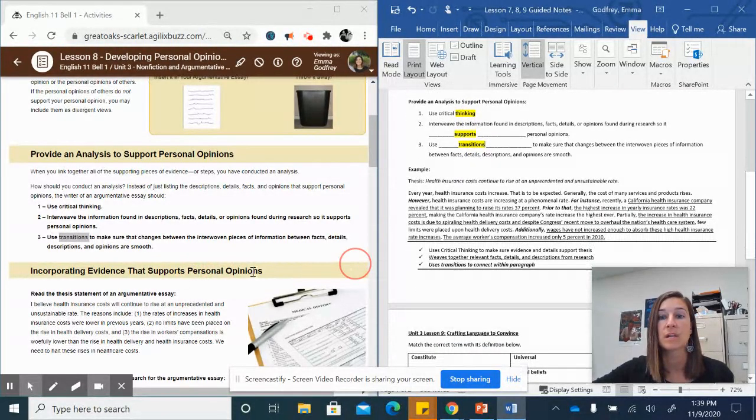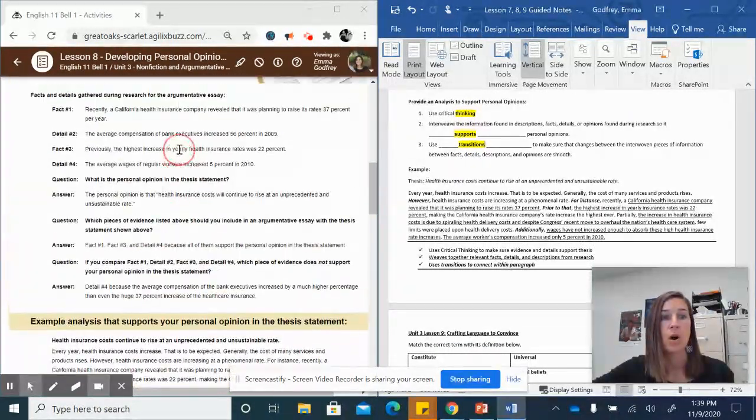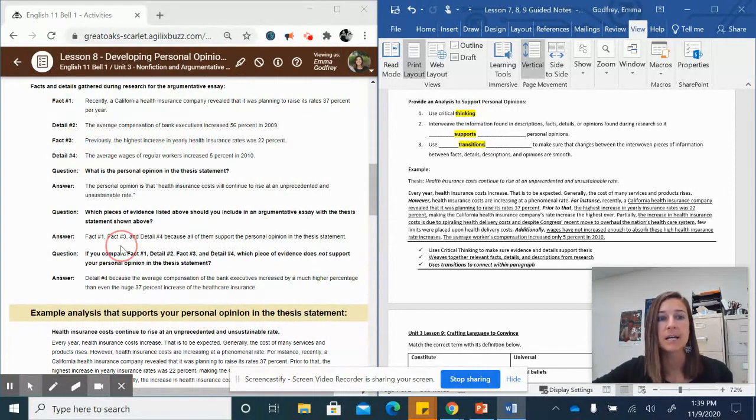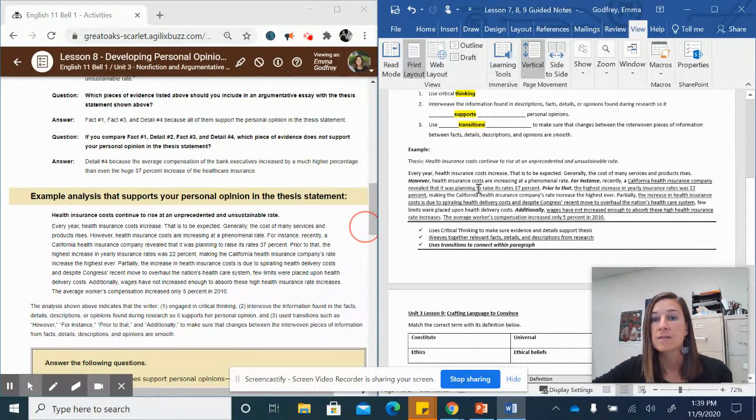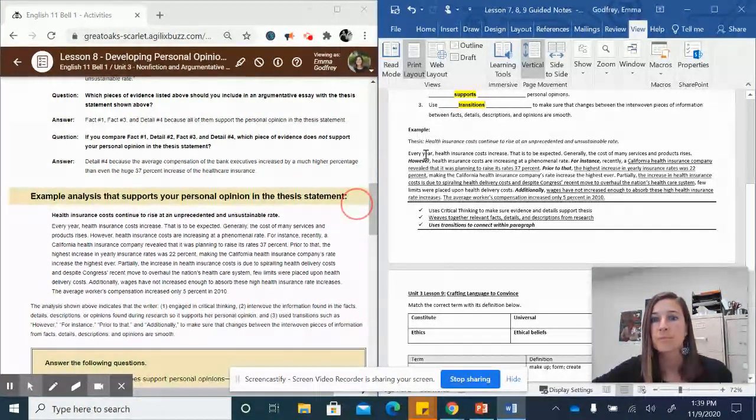So they do give a really good example. They pulled all these different facts and details and then showed which parts you would use and why. And so I pulled that over here and I kind of differentiated between the pieces to show what was done here. So the thesis, what they should be backing up, is that health insurance costs continue to rise at an unprecedented and unsustainable rate. So they've restated that here. Every year, health insurance costs increase. So costs go up, and eventually people aren't going to be able to keep up with it.